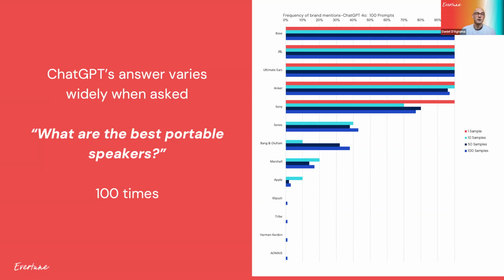So if you're only sampling ChatGPT once, it's like being in the streets of New York and asking a single New Yorker what's the best portable speakers. But if you want to have a more representative sample of what New Yorkers think are the best portable speakers, you're going to ask more than one person.